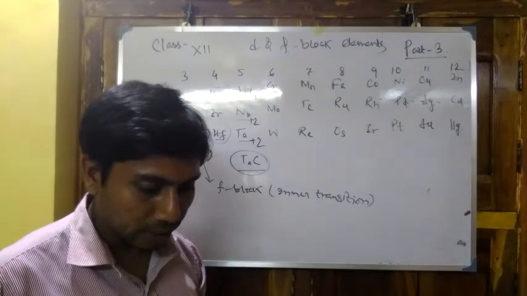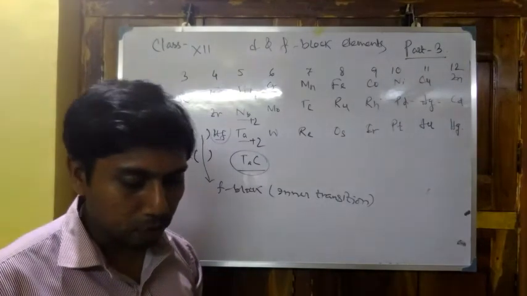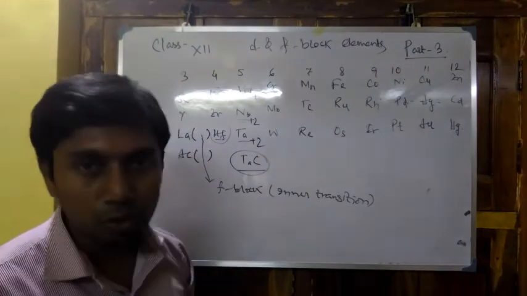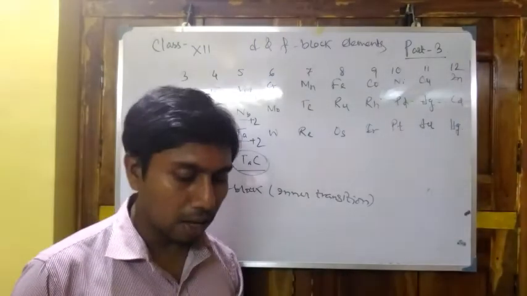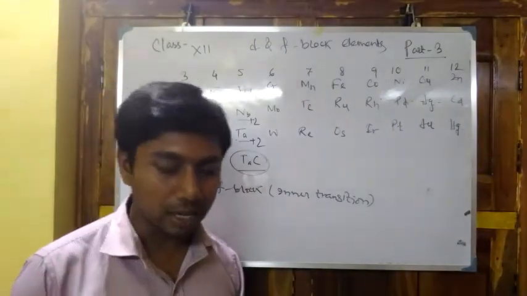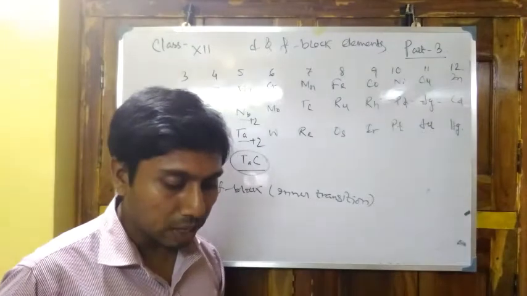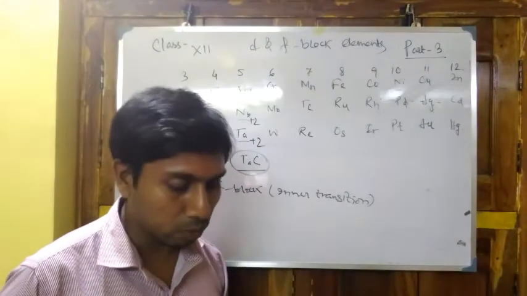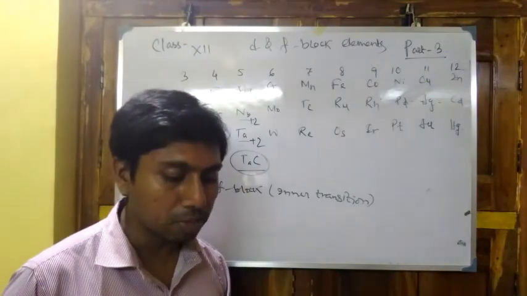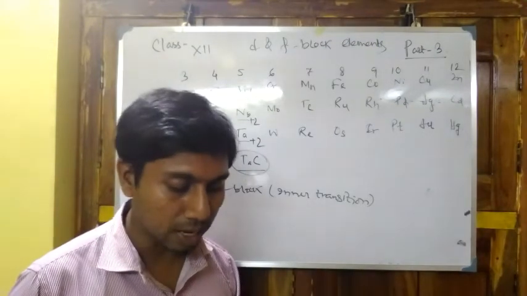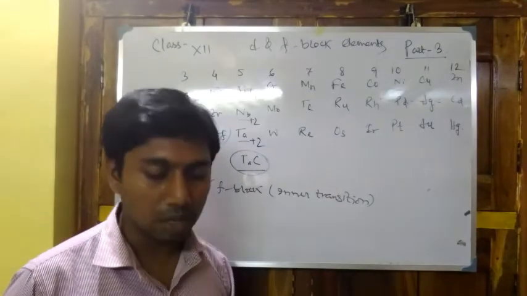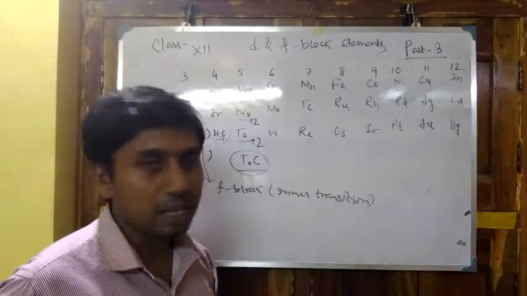Now, some uses of chromium: it is used in chrome steel, and in the nickel and chrome alloy, that is nichrome, used to make elements for heaters and electric furnaces. Molybdenum is used in X-ray tubes, and some compounds of molybdenum and tungsten are used as catalysts.